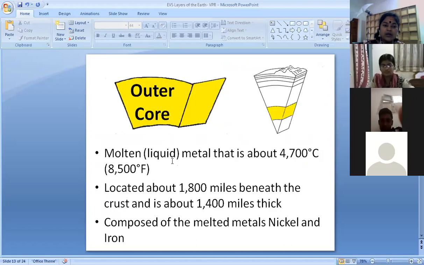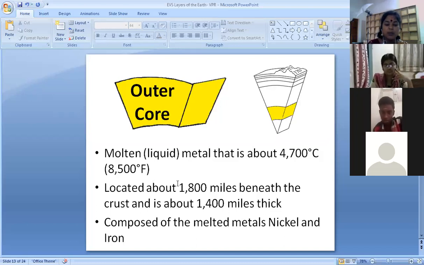See, outer core, molten liquid metal. That is about 4,700 degrees Fahrenheit. It is located about 1,800 miles beneath the crust. And the thickness of this outer core is 1,400 miles.